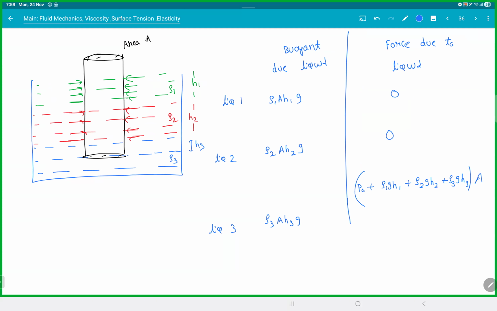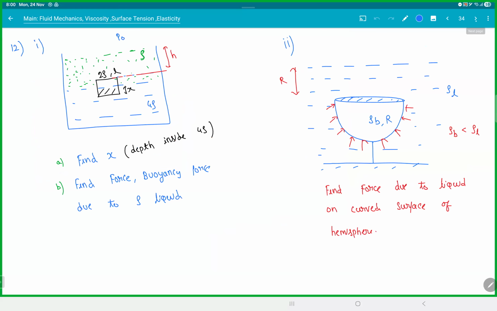Are you getting the argument? If rho 1 and rho 2 had not existed, the pressure at the bottom would have decreased and the whole force would have decreased. So be careful with this thing. Force due to a liquid and the buoyant force are completely different things. Clear?